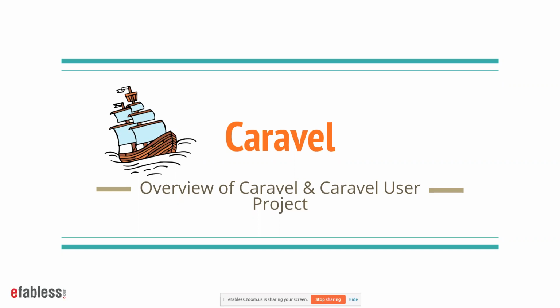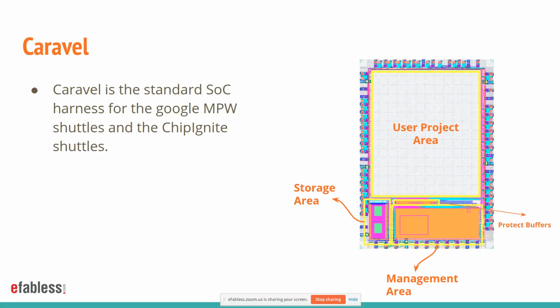So Caravel is the standard SoC harness for the eFabless shuttle programs. Whether you are on the Open MPW shuttle or the Chip Ignite shuttle, you will need to use Caravel as a carrier for your user project. All the components on the Caravel chip are pre-designed and they are the same for all the user projects.